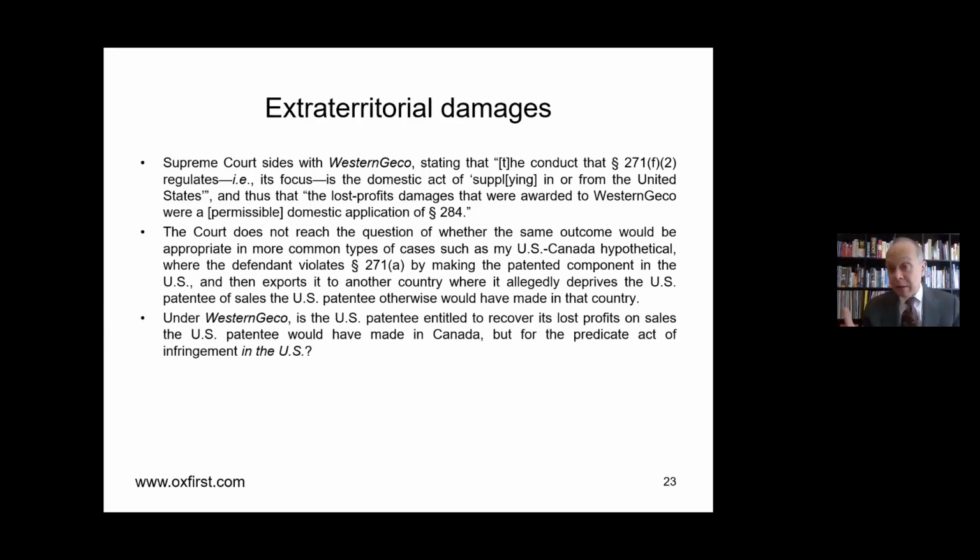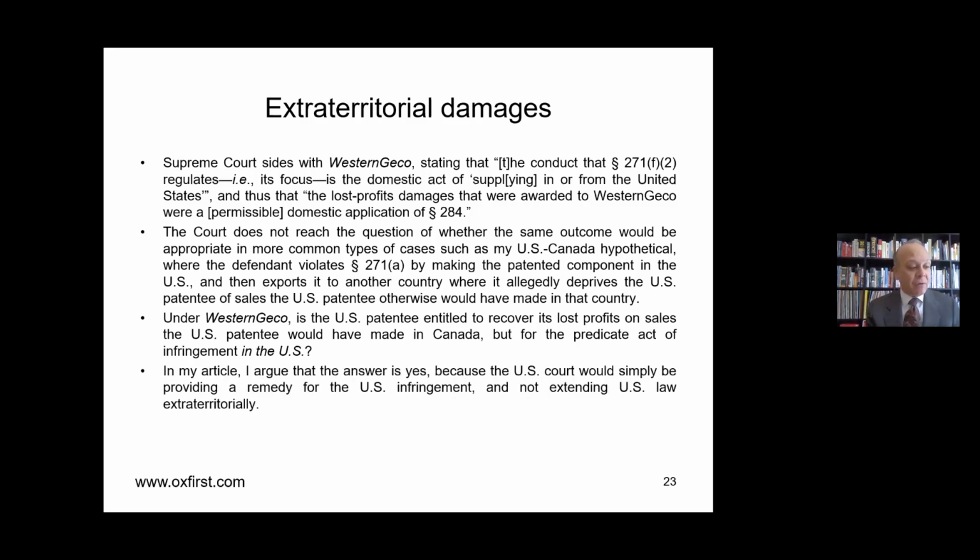In the hypothetical, in the more common type of situation, is the US patentee entitled to recover its lost profits on sales the US patentee would have made in Canada, but for the predicate act of infringement in the United States? Or is that an impermissible extraterritorial application of US law? In the article I had on the preceding slide, I argue that the answer is yes, the patent owner should be able to recover its lost profit because the US court simply would be providing a remedy for the US infringement and is not extending US law extraterritorially.